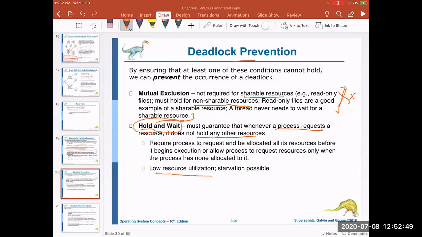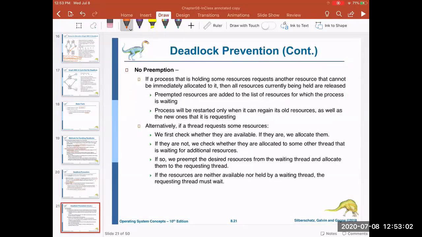Low resource utilization and starvation is possible if we relax the hold and wait condition. We also don't want to do this. Now, non-preemption. Non-preemption means whenever a resource is held by some process, we should be allowed to preempt it. Like we should be able to preempt that particular thread and acquire the resource.